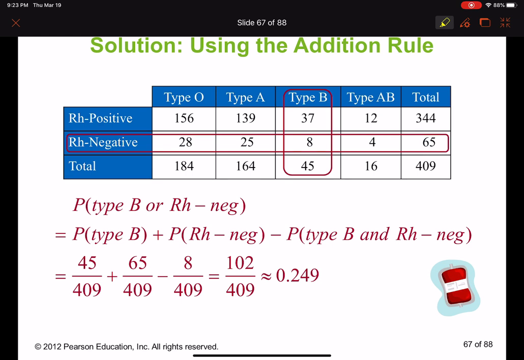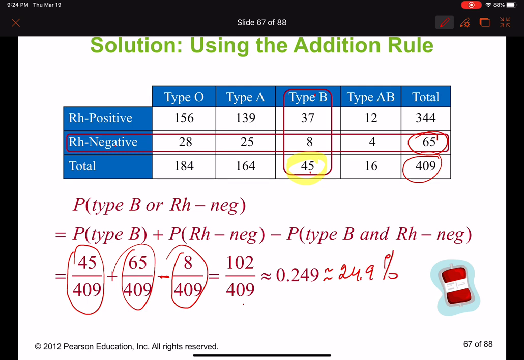Probability of type B is total 45, 45 out of 409, right? Probability of Rh negative is going to be 65 out of 409. And because this 8 we had in type B and in Rh negative, therefore we subtract 8 over 409 to eliminate the duplicate. The result will be 102 over 409, which is approximately 0.249 or 24.9%. 2 positions, meaning multiplying by 100.